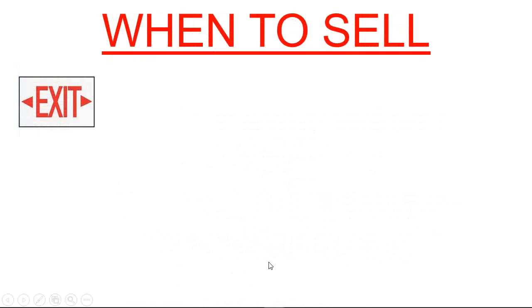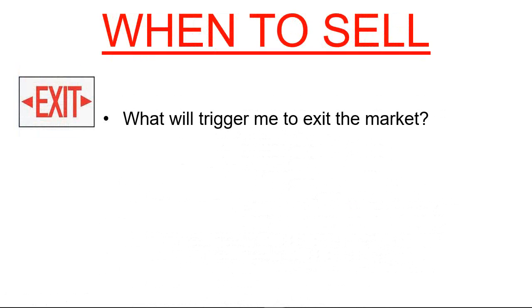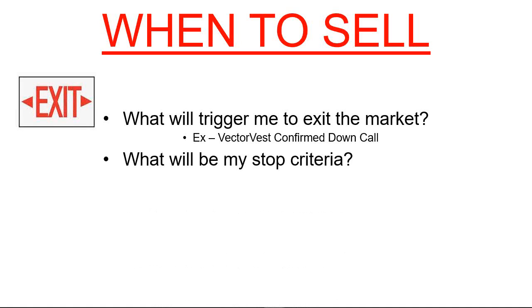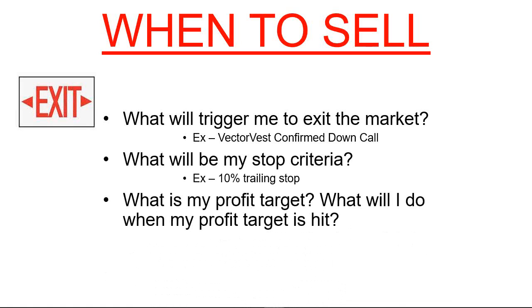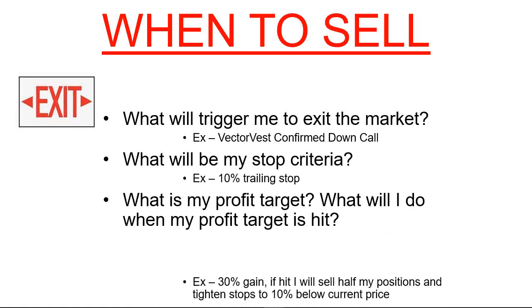Number 3, the third part of your trading plan is knowing when to sell. You're going to ask, what will trigger me to exit the market? Maybe a confirmed down signal, if that's the timing system that you're using. What will be my stop criteria? Another example is a 10% trailing stop. What is my profit target? And I love this question: what will I do if my profit target is hit?